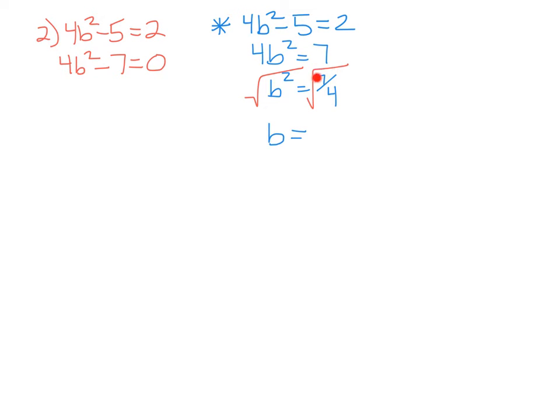And here the square root is 7. I don't know the square root of 7, so I'm just going to write square root of 7. And then I do know the square root of 4. The square root of 4 is just regular old 2.